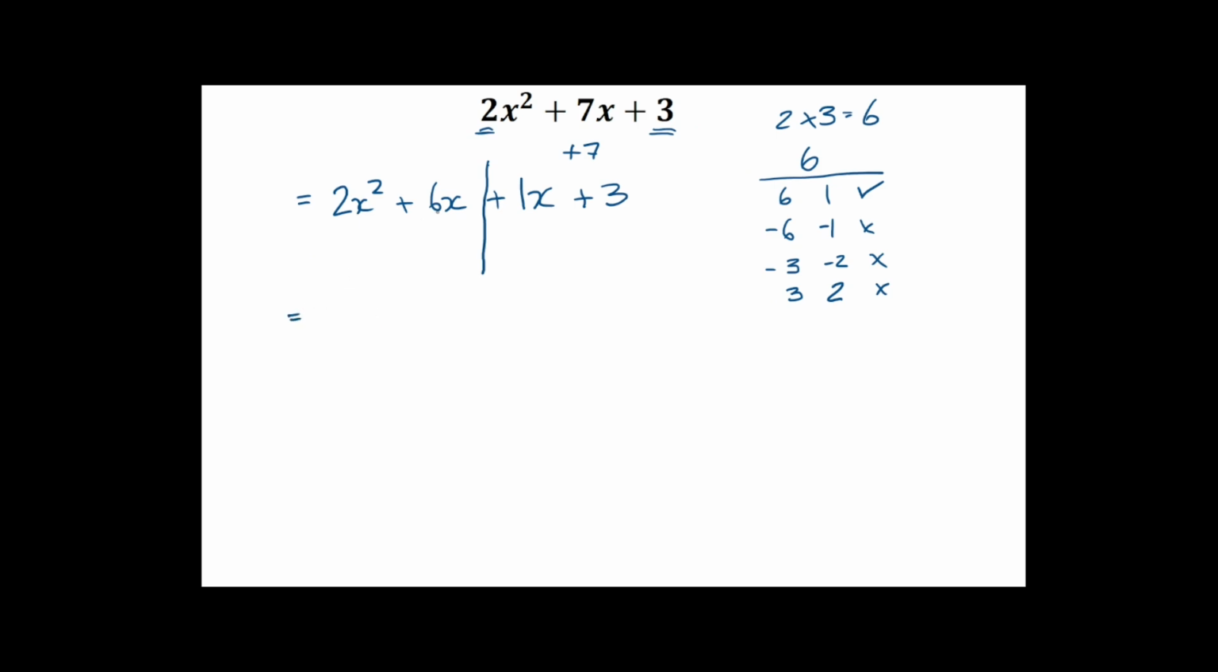So 2x squared plus 6x, let's factorise it. Do they have a common factor? Well, the common factor there is 2x. So 2x times what gives us 2x squared? Well, it's x. 2x times what gives us plus 6x? Well, it's plus 3.